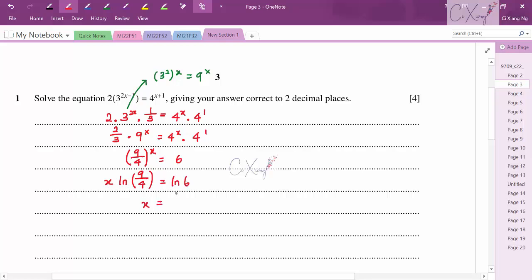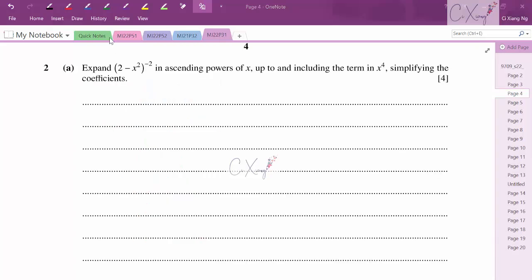And from here, you can get the value for x by bringing the ln 9 over 4 to the right. So if you press the calculator and didn't do any careless mistake, we should get 2.21 as a final answer, correct to 2 decimal places. Okay, so this is how we solve question number 1.